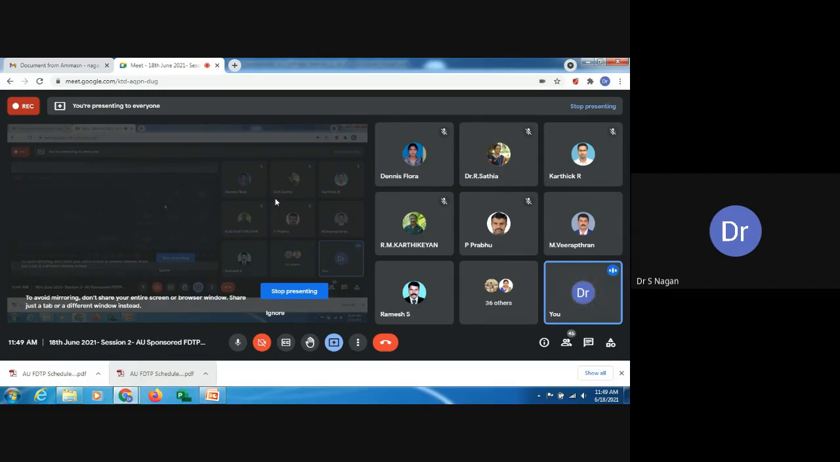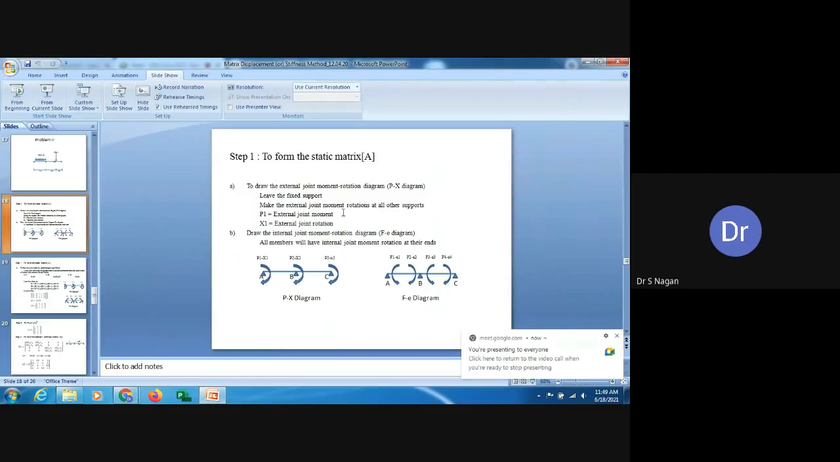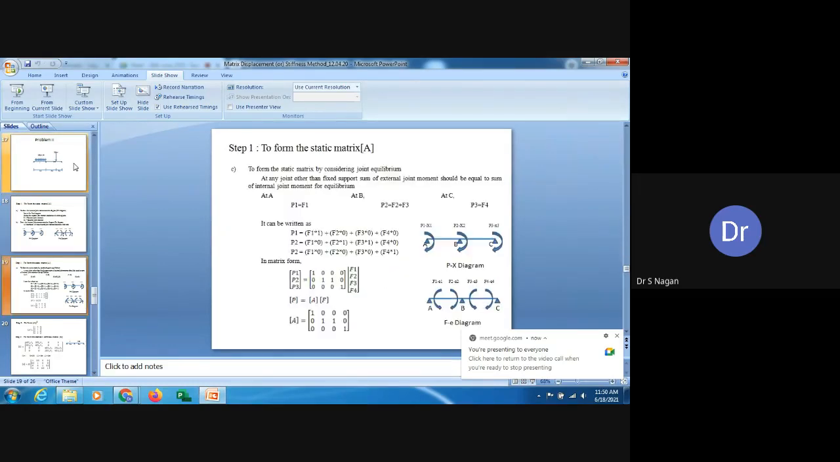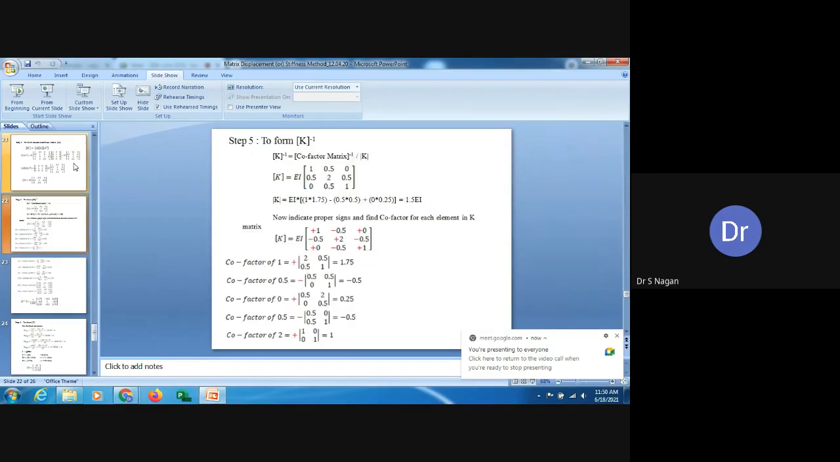Similarly, in case you have a continuous beam with sinking of supports, where will there be a change? If you notice the steps, there won't be any change in the first step, there won't be any change in the second step. Similarly, third step, no change. Fourth step, no change. Fifth step, no change.